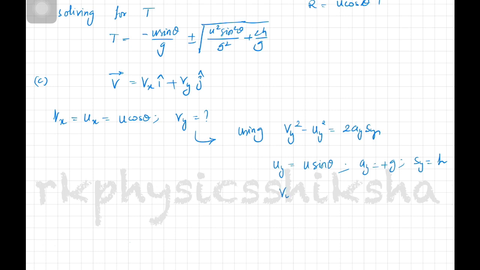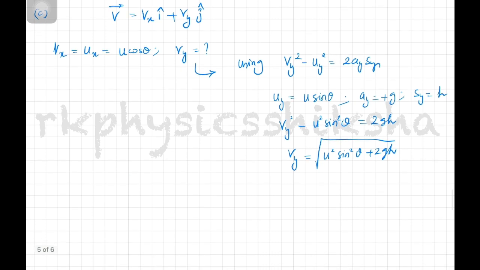So I get vy square minus u square sine square theta is equal to 2gh, and vy will be equal to the root of u square sine square theta plus 2gh. So I know the vy value and the vx value, hence v bar is equal to u cos theta i cap plus root of u square sine square theta plus 2gh into j cap.